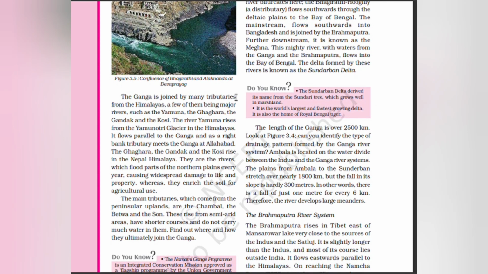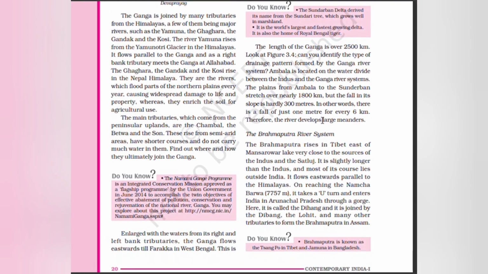The Sundarban Delta derived its name from the Sundari tree, which grows well in marshland. It is the world's largest and fastest growing delta. It is also the home of the Royal Bengal tiger. The length of the Ganga is over 2,500 km. Look at the picture. Can you identify the type of drainage pattern formed by the Ganga river system?